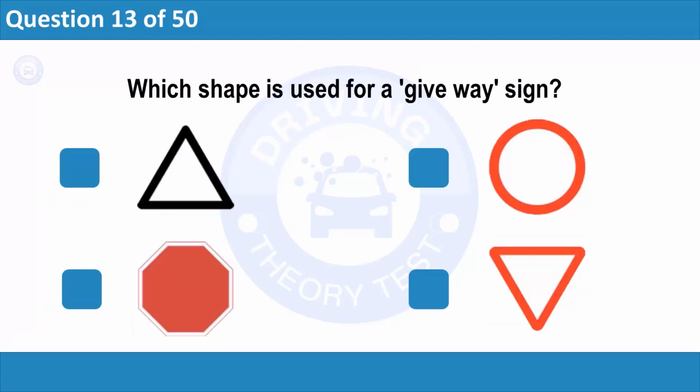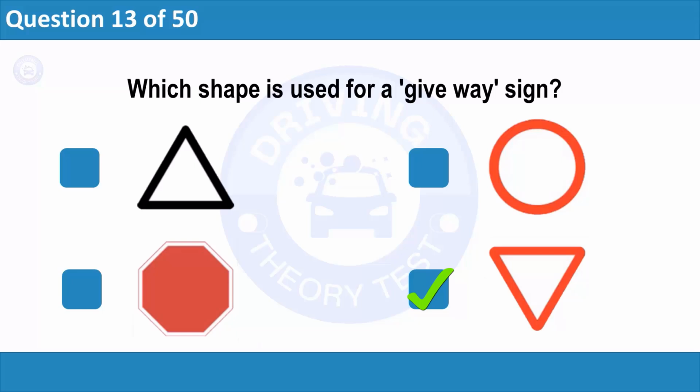Which shape is used for a give way sign? Other warning signs are the same shape and colour, but the give way triangle points downwards. When you see this sign, you must give way to traffic on the road that you're about to enter.